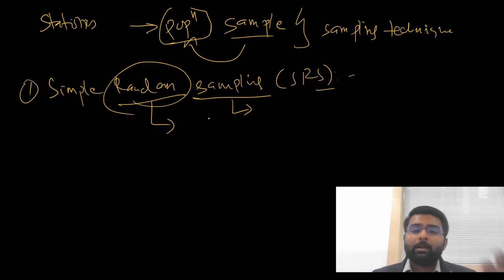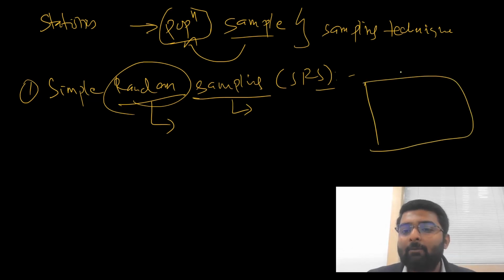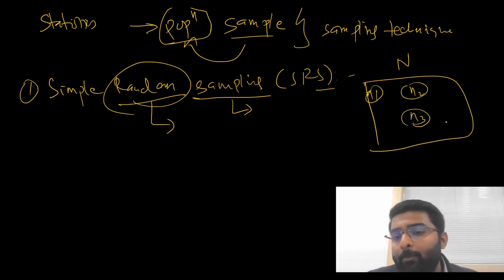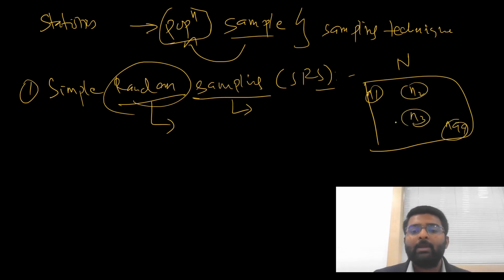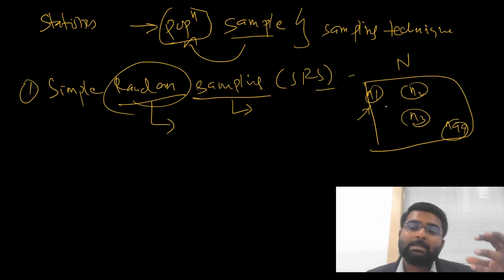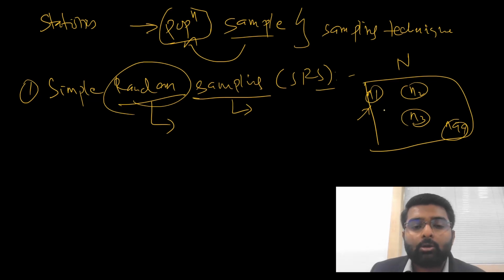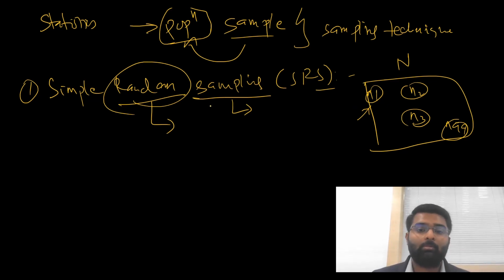Now here every single sample that is chosen from the population, let's say we have population N and we have n1, n2, n3 up to n99 samples, every sample has an equal opportunity of being chosen to understand the behavior of the population. And that is what simple random sampling means.